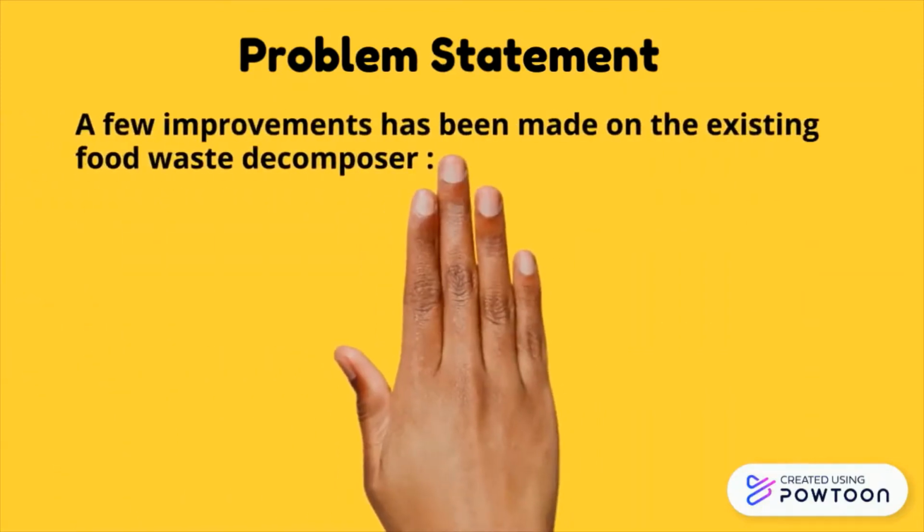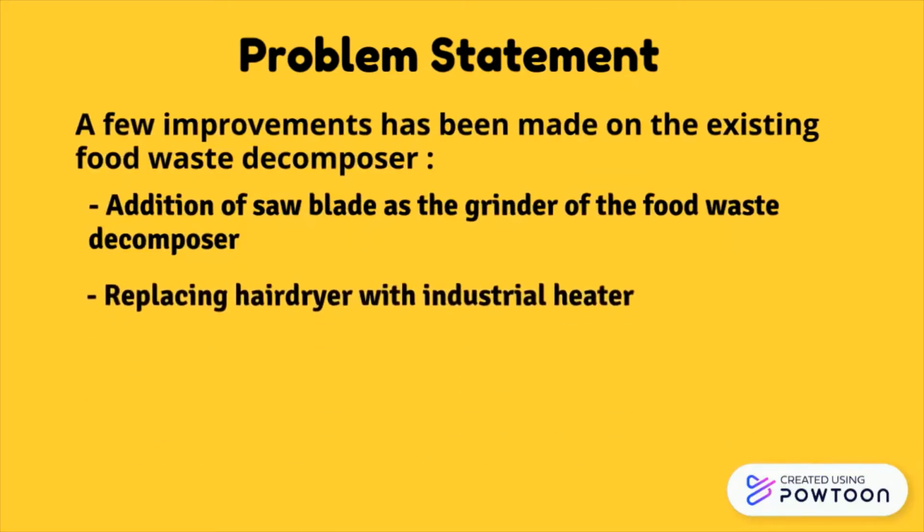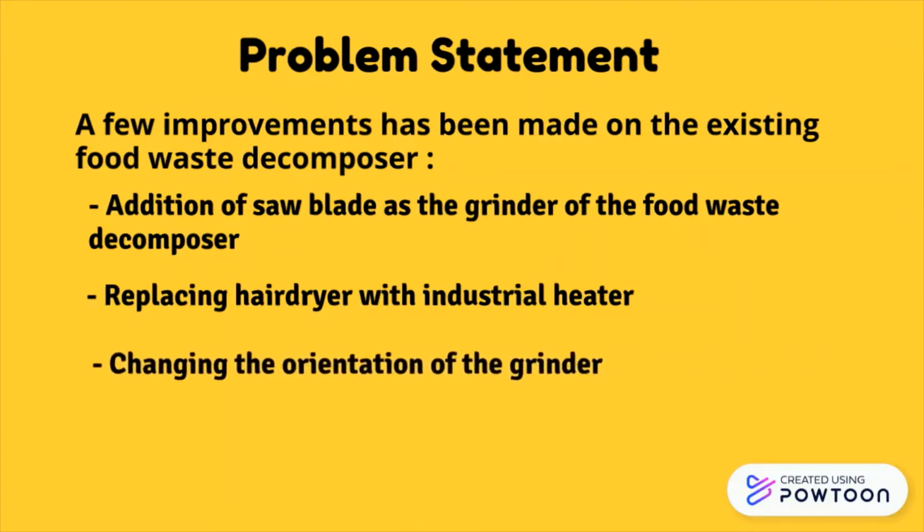Next, a few improvements have been made on the existing food waste decomposer. First, the addition of a saw blade as the grinder of the food waste decomposer. Next, replacing the hairdryer with an industrial heater, and thirdly, changing the orientation of the grinder.